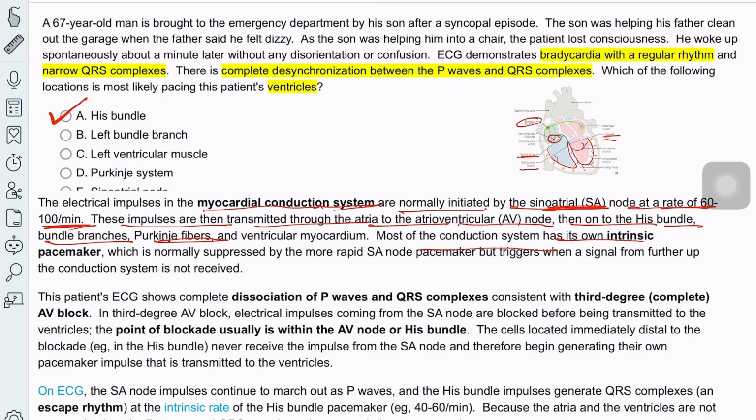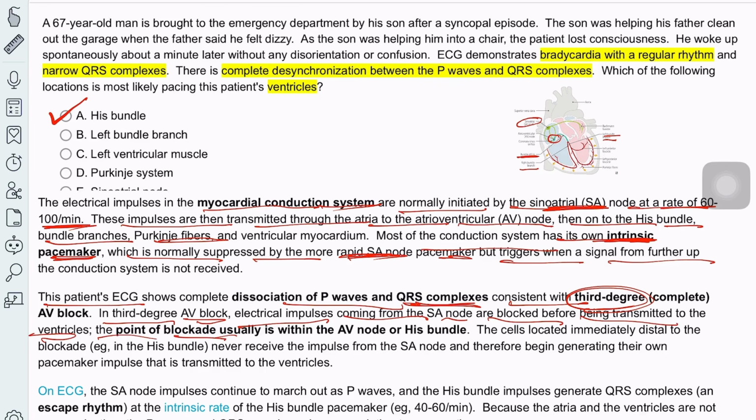Most of the conduction system has its own intrinsic pacemaker, which is normally suppressed by the more rapid SA node pacemaker, but triggers when a signal from further up the conduction system is not received. This patient's ECG shows complete dissociation of P waves and QRS complex, consistent with a third degree heart block, which is complete heart block. In third degree AV block, electrical impulses coming from the SA node are blocked before being transmitted to the ventricle. The point of blockage usually is within the AV node or bundle of His.